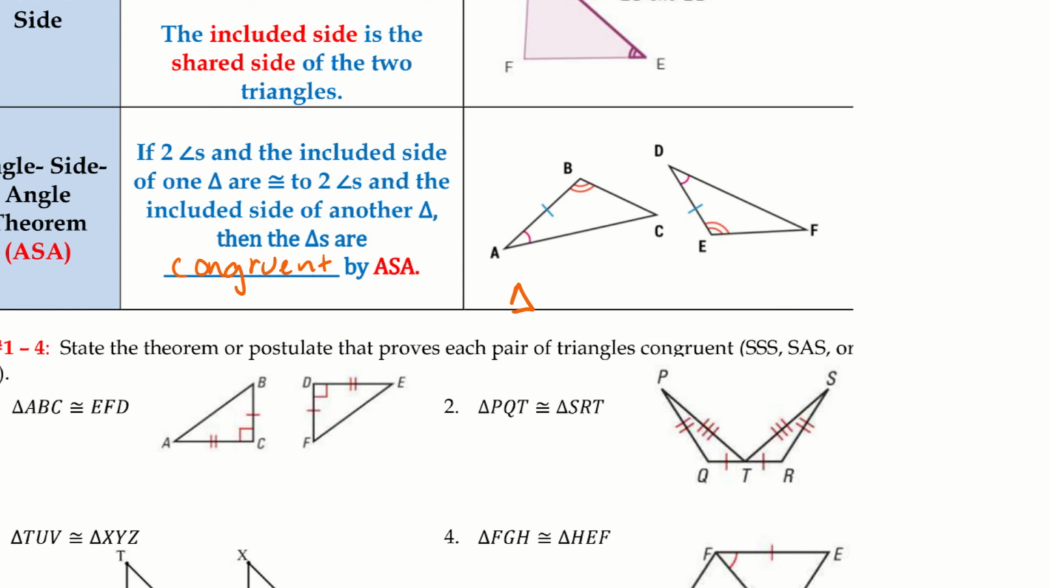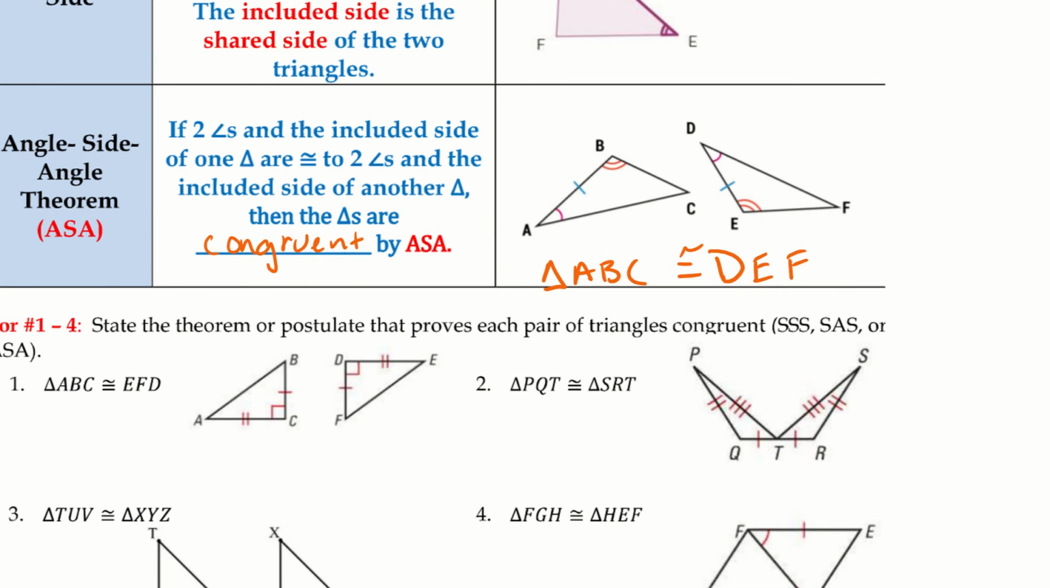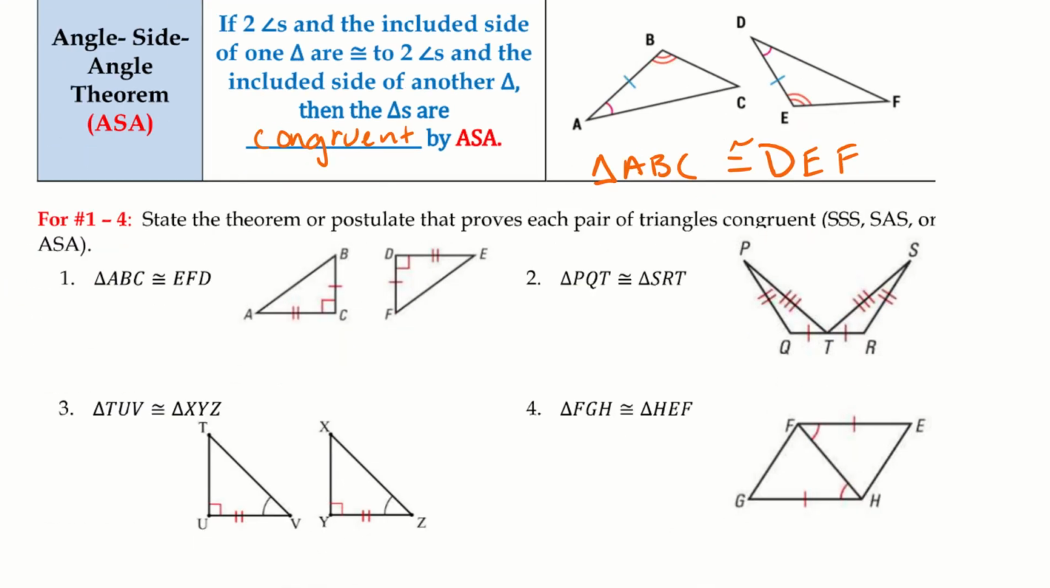So let's start with triangle ABC. So now I have to match that up. So A is just the one curve, so that's D, and then I go across to the two curves, which is E, and then my last one is F. So because of angle side angle, I am able to create the congruent statement with the two triangles.